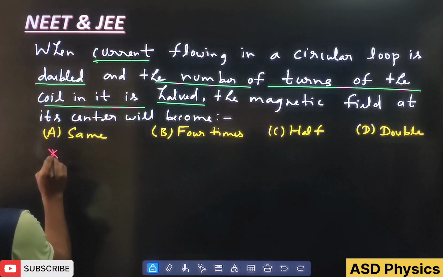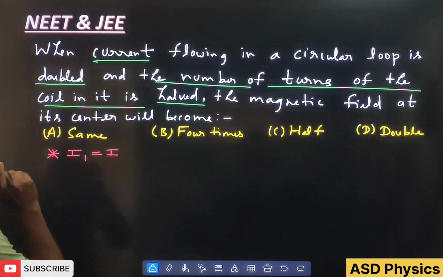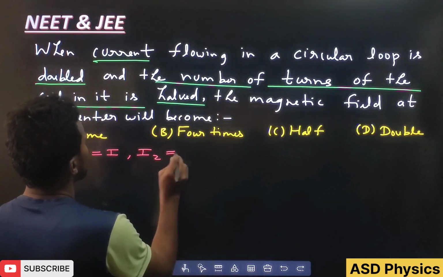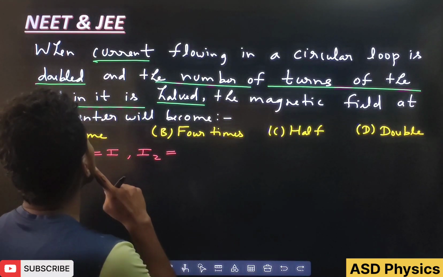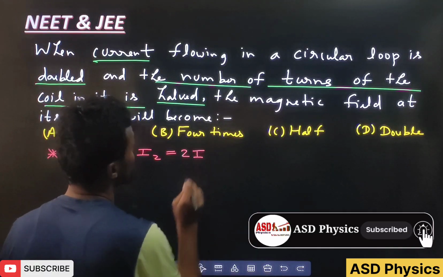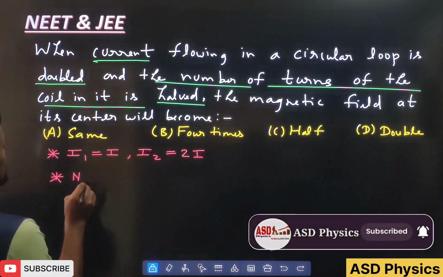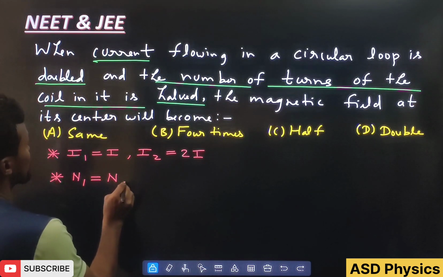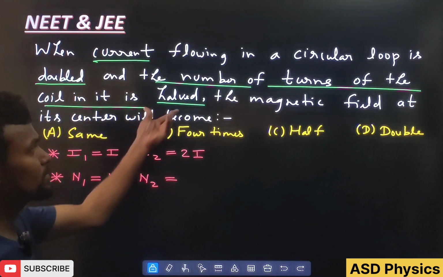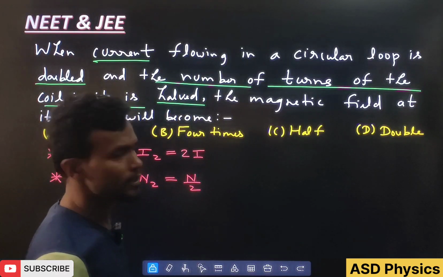Depending upon the question, let's take here what is given. Let's take initial current is I. And what they are telling, what is happening to the current? Current they are making it double. Now current is doubled here, so the current will become 2I. After that, if I talk about the number of turns, let's take number of turns is N initially. And after that, halved. That means the number of turns they are making it N by 2.